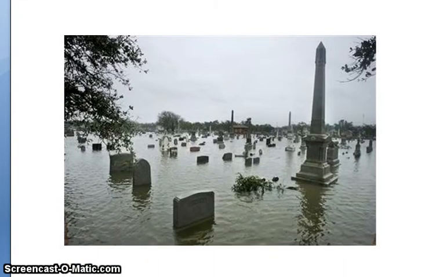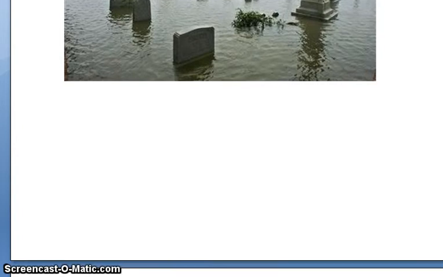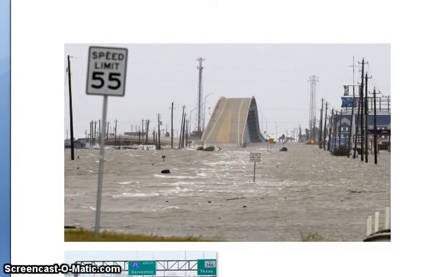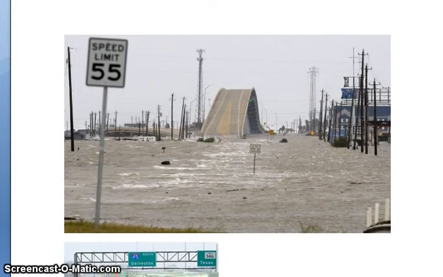Okay, another image. Got a cemetery that's underwater. If you've ever been to Galveston on I-45, you know that there's this kind of a hump in that bridge that goes across from mainland Texas onto Galveston Island, and that's what this is, but most of it's underwater right now because of the storm surge.